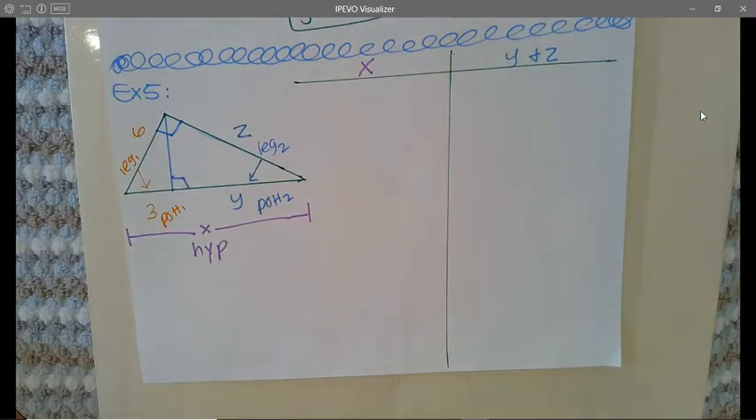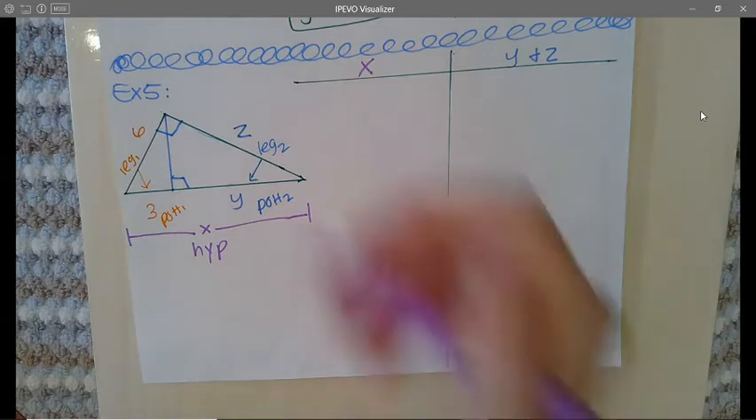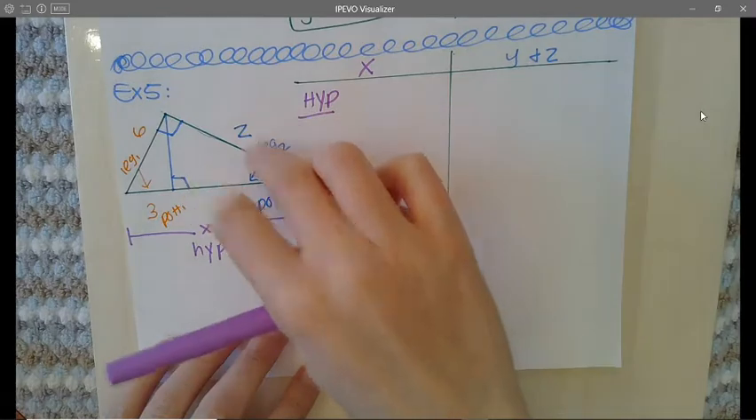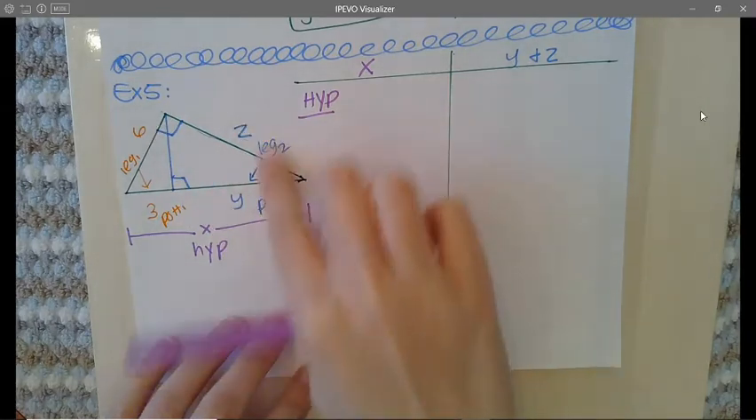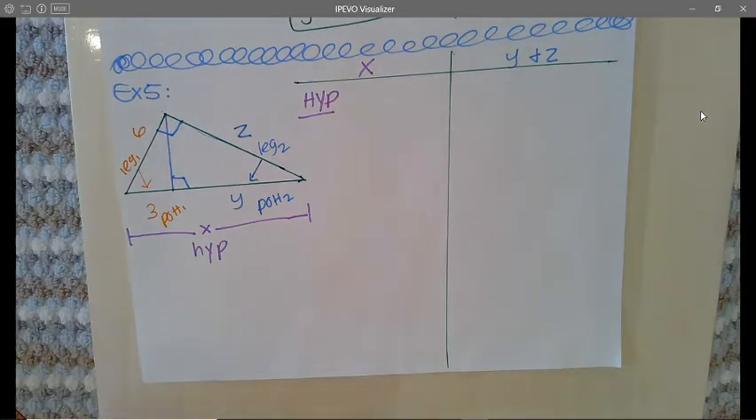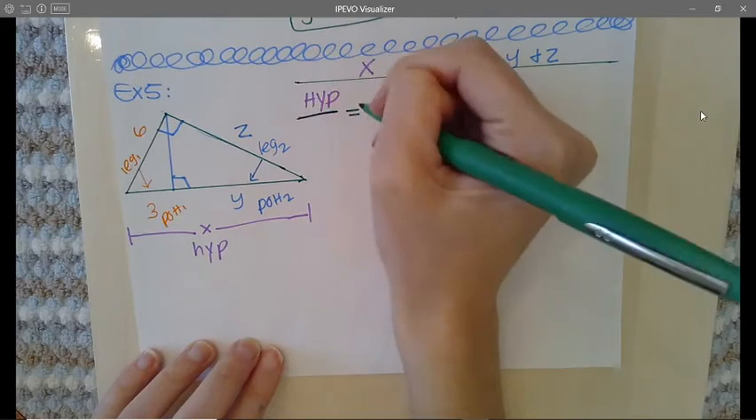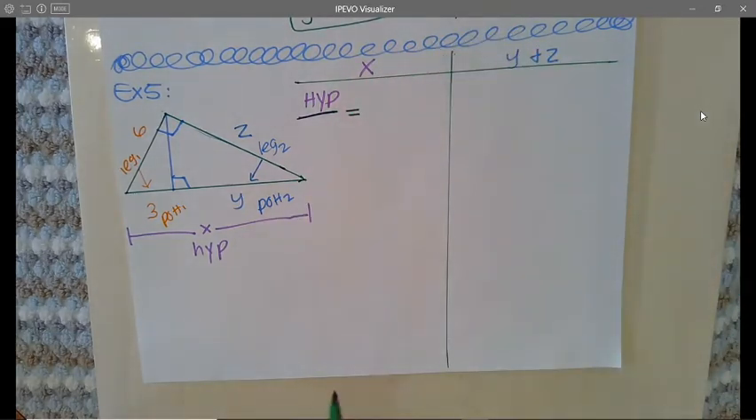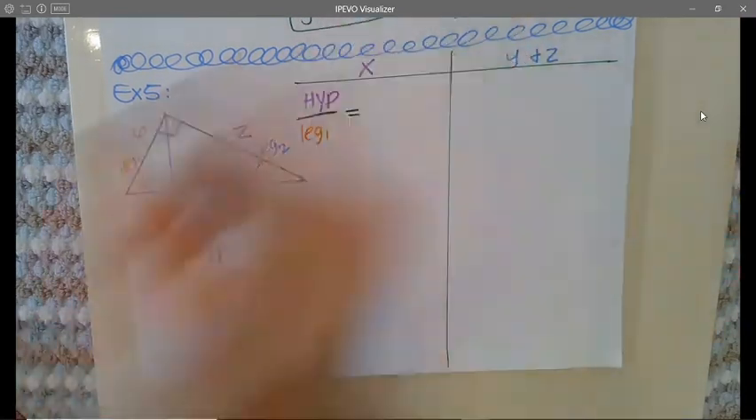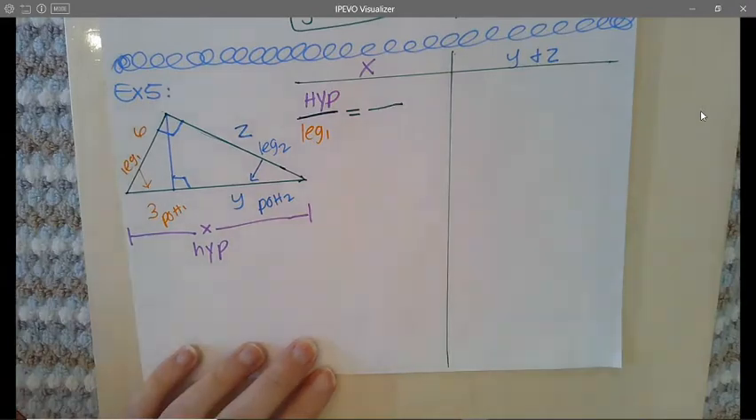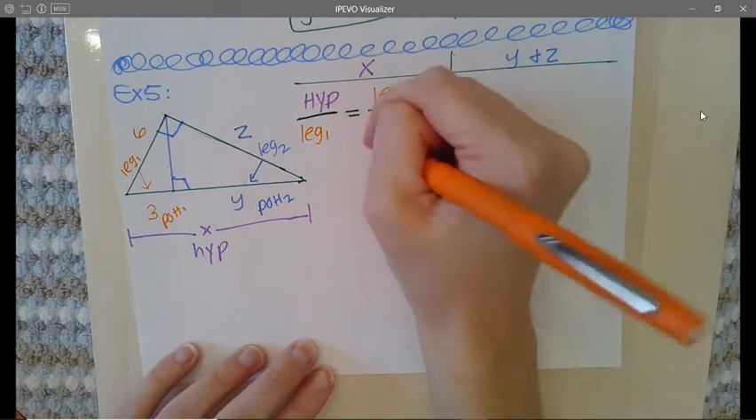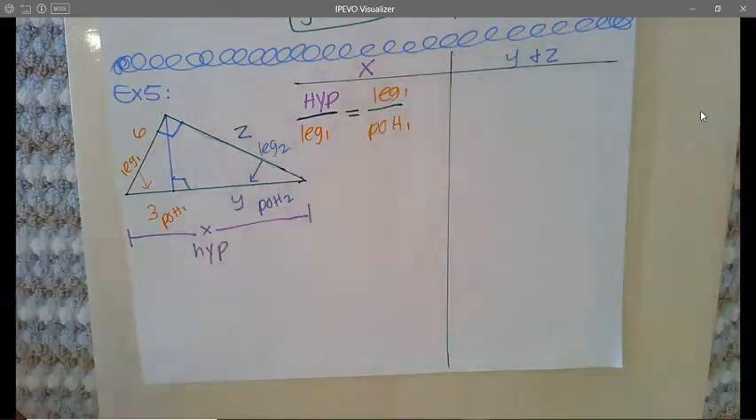On this one, we're going to use our formula twice. We're going to have the hypotenuse over leg 1 or leg 2, where Y and Z are on the POH2 and leg 2. So I'm going to start with leg 1 and POH1. Our formula is the hypotenuse over leg 1 equals leg 1 over the piece of the hypotenuse closest to leg 1, which is POH1.